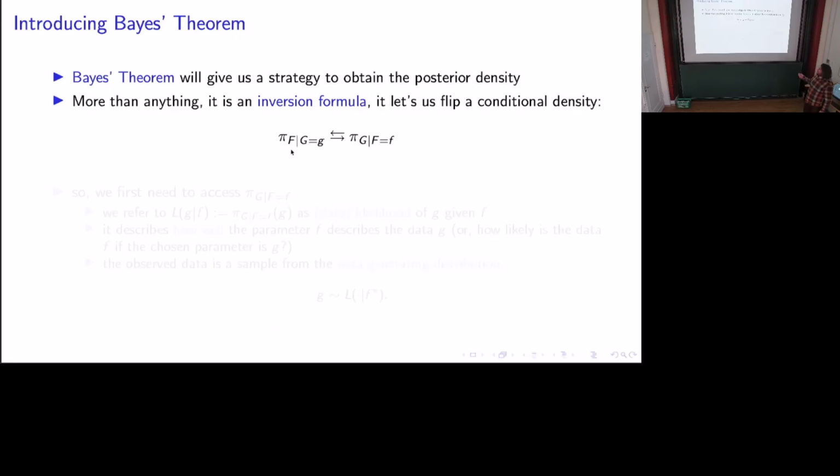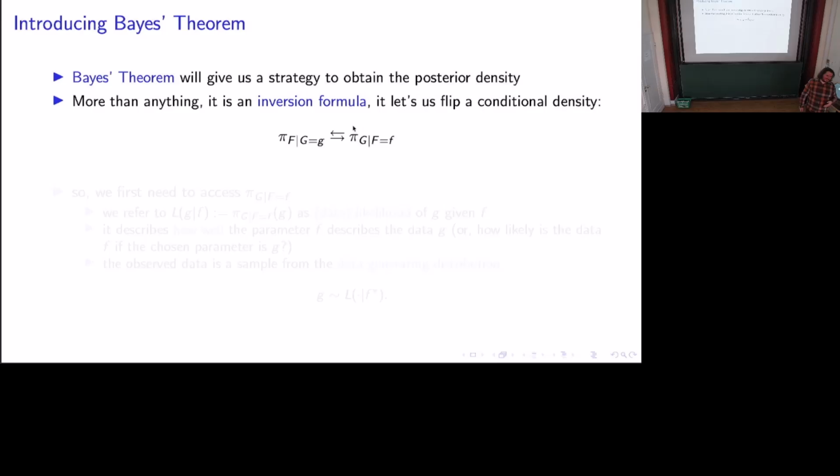So if we know what the conditional density of G given the parameter is, so the data given the parameter, we can use Bayes' theorem to get to the other one, which is the one we're actually interested in. So this one is the posterior density. That is the parameter given the data. But Bayes' theorem allows us to get this from the density of the data given the parameter.